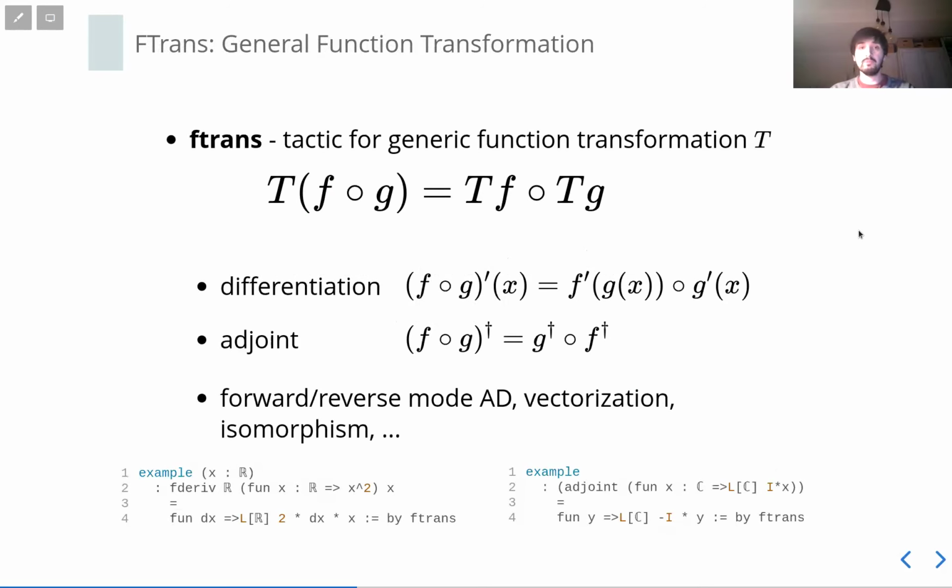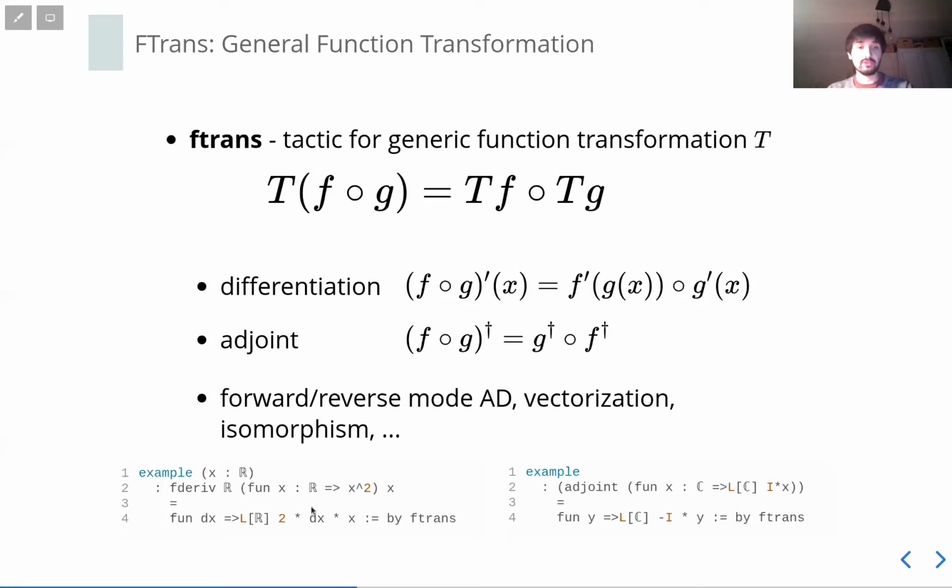I look at it a little bit more generally, and I implemented a tactic for general function transformation. I call it FTrans, and it's a tactic designed to prove statements like this: that the transformation of a composition is a composition of transformations. An example of such a transformation is differentiation, or taking the adjoint of a linear function. Another example is forward or reverse automatic differentiation, or vectorization, where you have a program operating on scalars and you want to turn it into a program operating on arrays, or isomorphism, when you have a program operating on some data structure and you have an isomorphic data structure and you just want to translate the program to that other data structure.